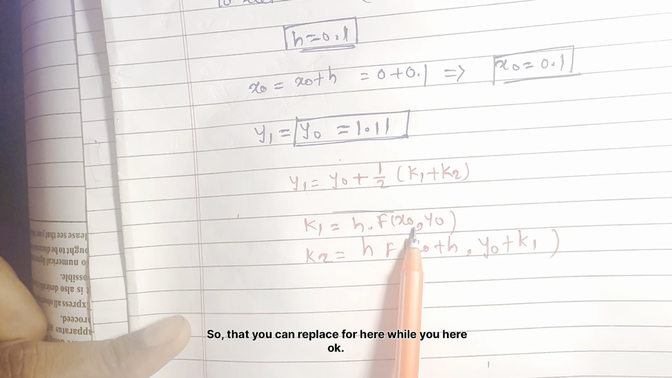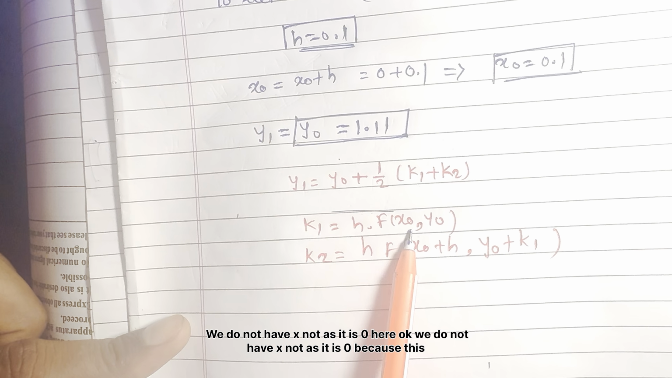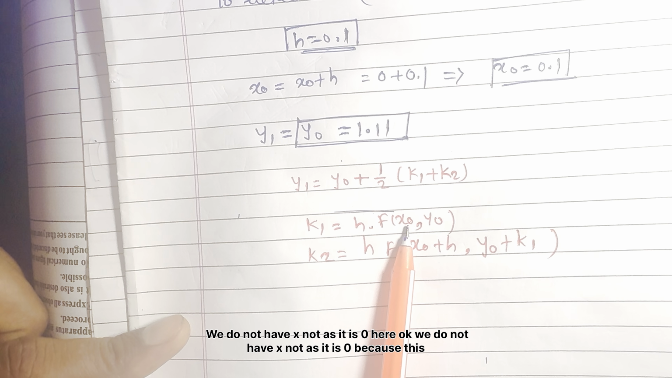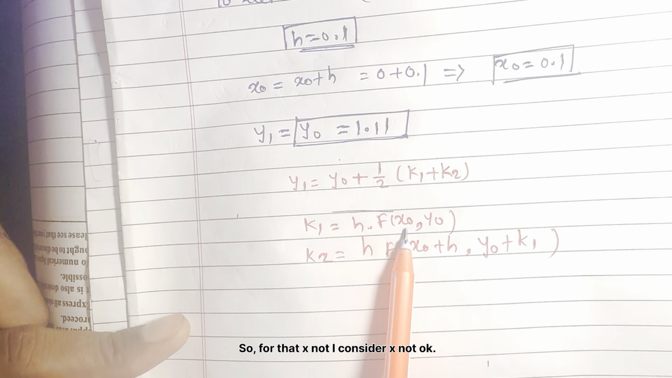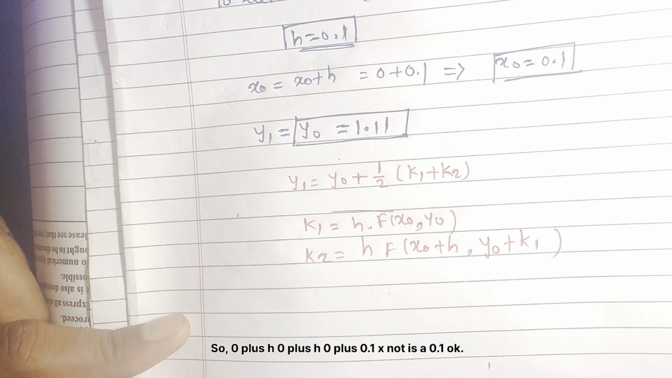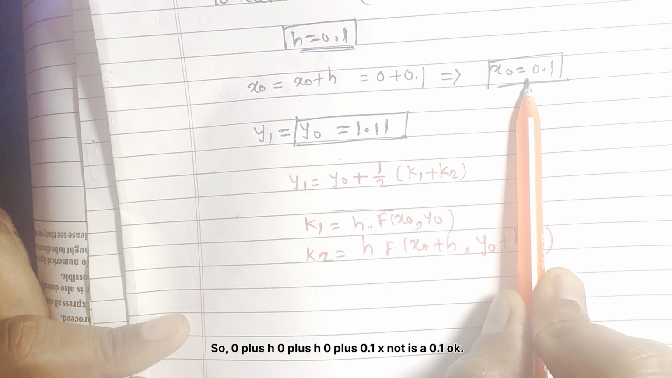So that you can replace the value here. We don't have x0 as 0 here, because this one is our second iteration, so we write the second iteration as x0 plus h. So for that x0, 0 plus h, 0 plus 0.1, x0 is 0.1.